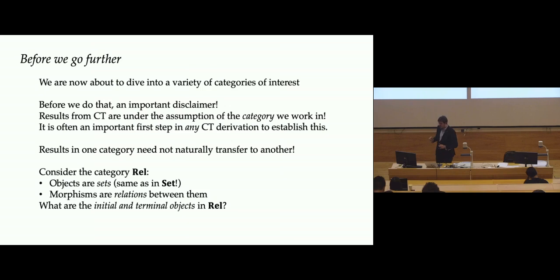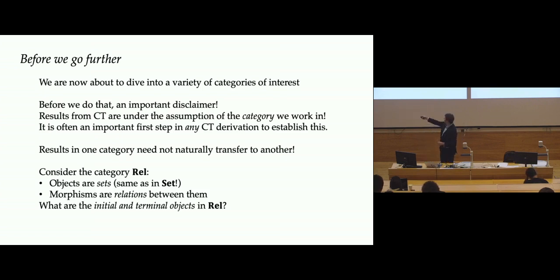Now, before we go further, what I'm going to do next is show you some categories other than sets that we're going to find useful for our discourse today. But before we do that, I need to give an important disclaimer. I've shown you some results about the set category, like what's the initial object, what's the terminal object, things like that. All of these results are under the assumption of what category you're working in, and that's very important. So whenever you want to make a category theoretic argument, you need to first establish what category you're working in, because results from one category do not necessarily transfer to another.